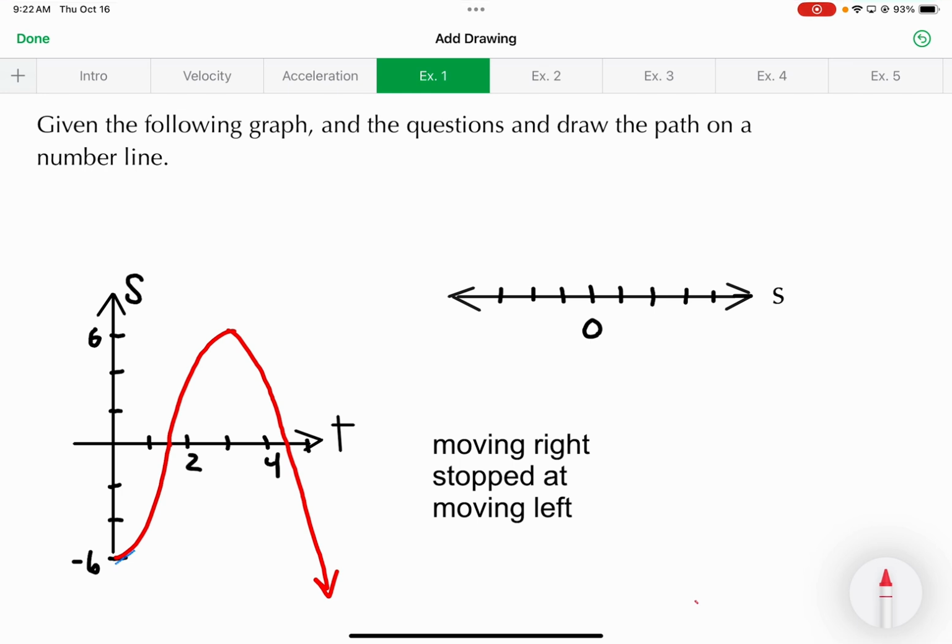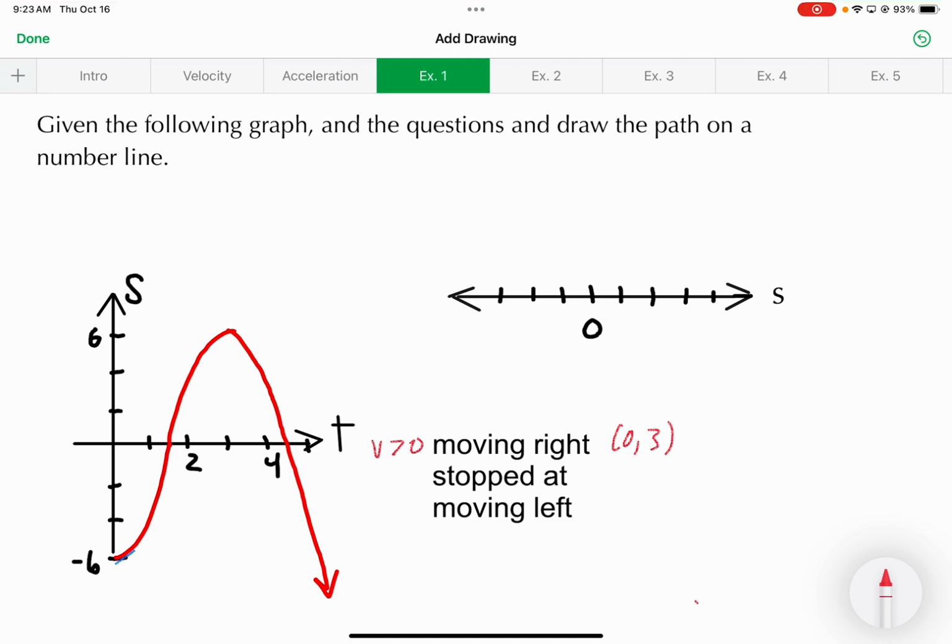Where is my particle moving to the right? What would need to be the case for my particle to be moving to the right? Okay, so velocity is greater than 0, which means the slope of the tangent line of our function s has to be positive. Where does that happen from? 0 to 3. Good. So on the interval from 0 to 3, I'm going to have a positive velocity and my particle is moving to the right. It starts at -6, but then it's moving to the right until I get to time t equals 3.